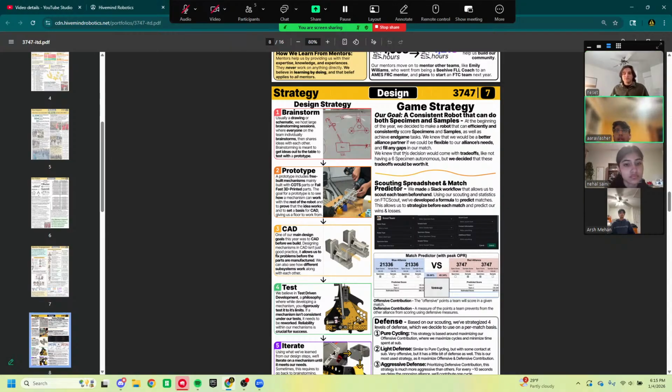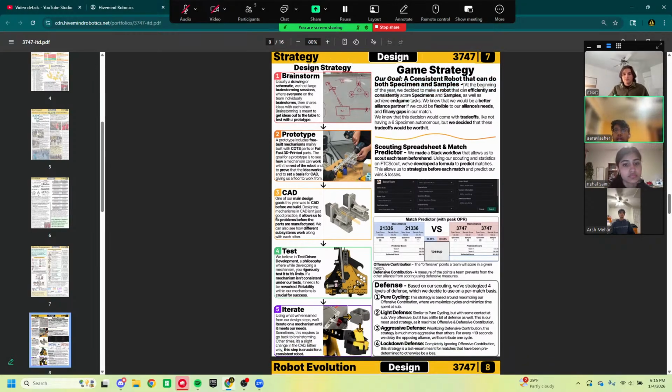Yeah. And then I know for Design Award last year, the design strategy and your goals for this season were definitely a criteria. So making sure that those are highlighted is, again, super important.